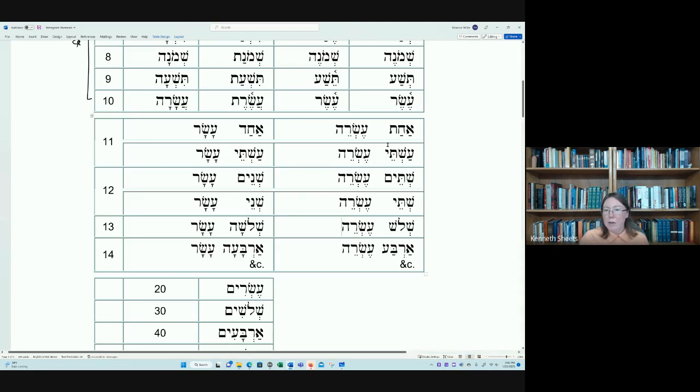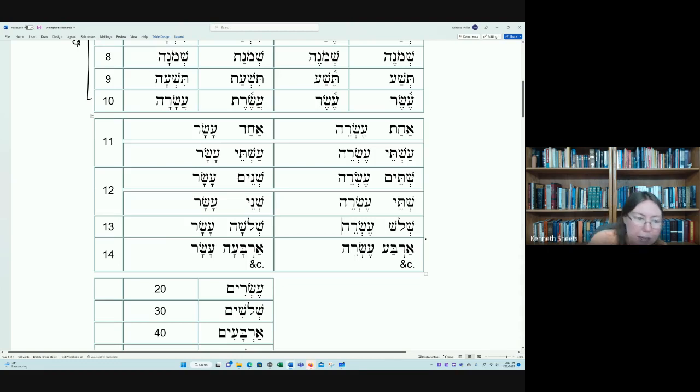And then over here, you can see these same numbers once we've entered into the tens that are going to be modifying that feminine noun. And so thus we have ahath esrei. Notice it's gone back to that feminine again. So we have ashte esrei. Oh, I'm sorry. Let me come on down here. So that's another way of writing 11. But then you also have here shtem esrei, so 12. And then you have shalosh esrei, arba esrei.